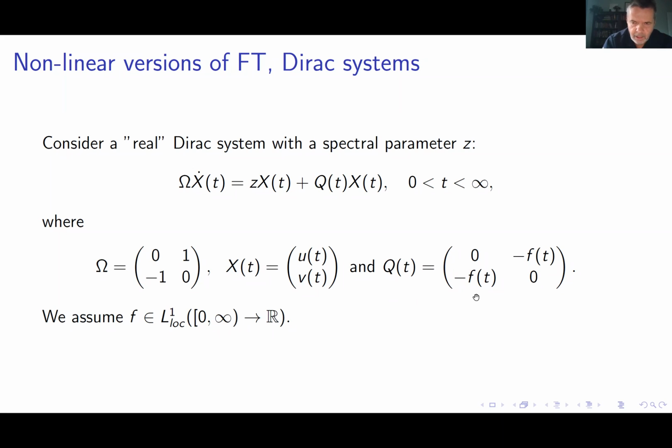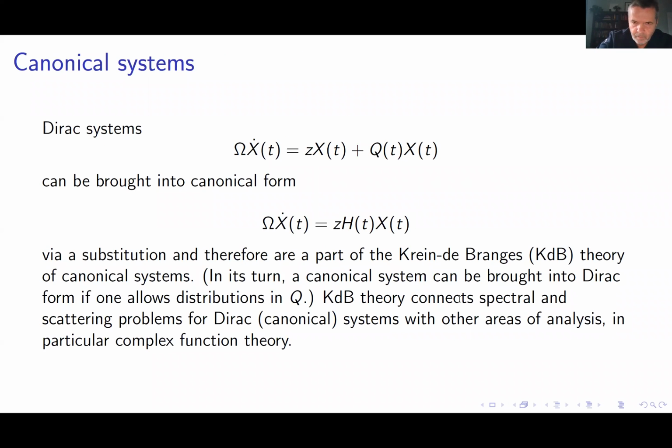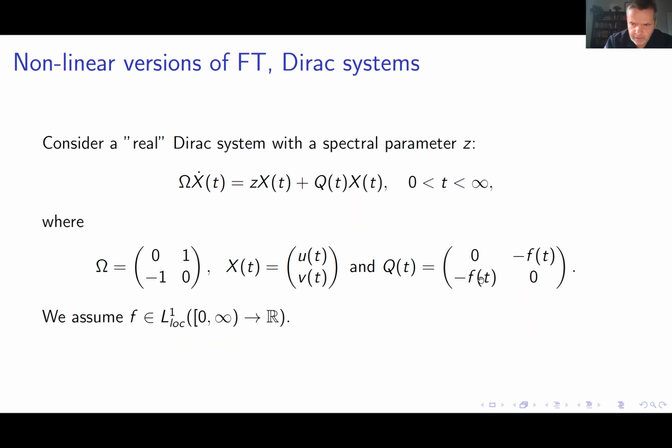In a slightly more general situation, you would also have G and minus G on the main diagonal, because the trace should be 0 for this matrix Q in the Dirac system, and then the function f plus ig is called the potential of the system. Now, for simplicity here, we are considering the situation when G is 0, and so the potential is just f, and it's a real function.